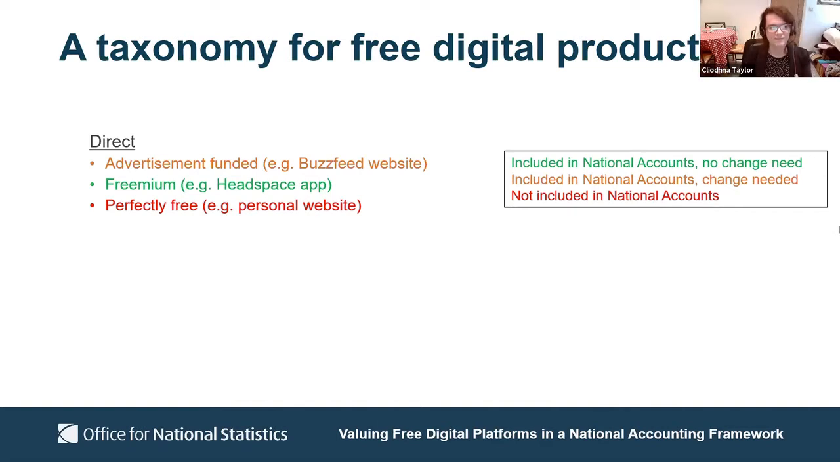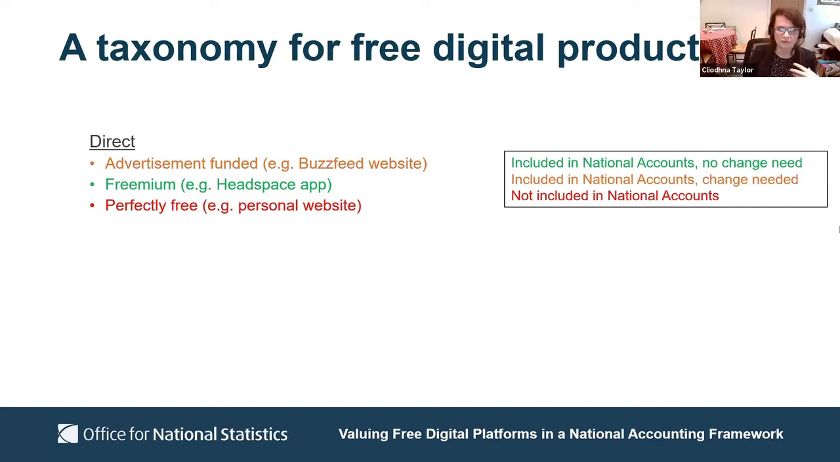It's just there. But we could have an advertisement-funded website, such as the BuzzFeed website, so you still don't have to pay to access it, but it's paid through advertisement. Or you could have a freemium product, where there's a free aspect of that product, but there's also a version of it that you pay for, which we might consider within national accounts, that because there's a part of it that's being paid for, then that is already included.